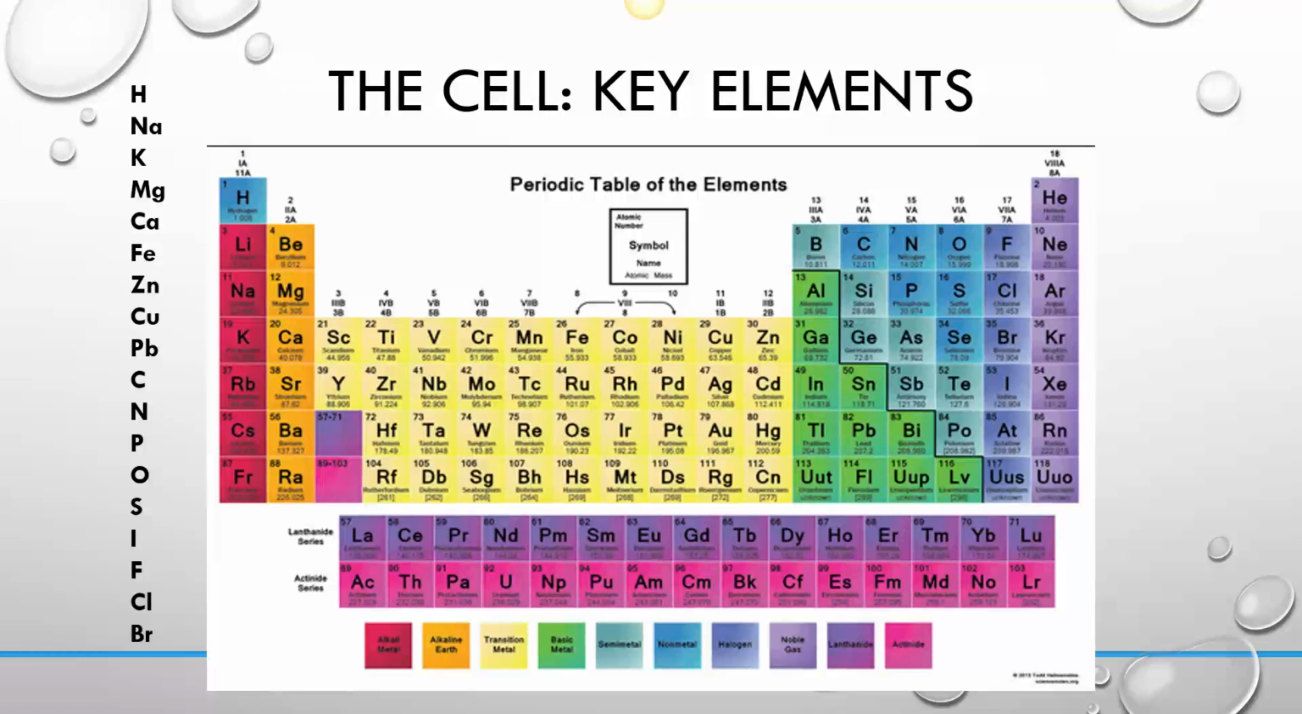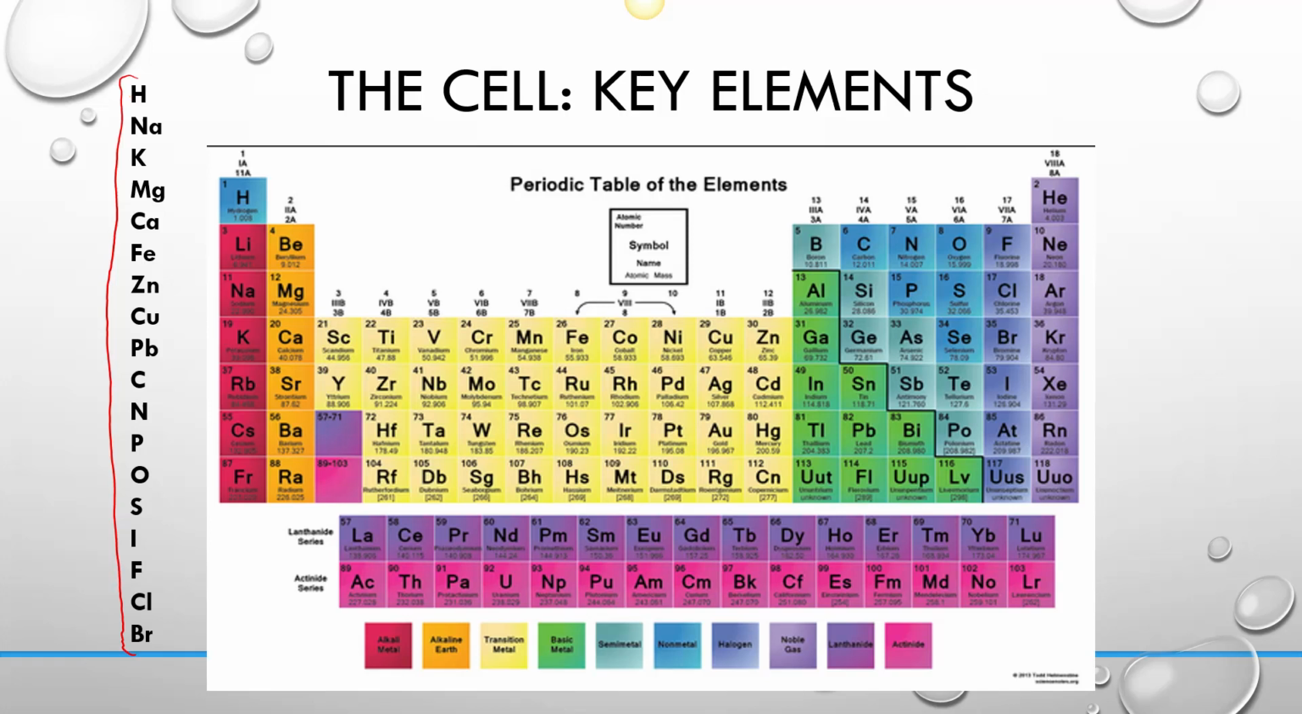So that cytosol is made up of a whole bunch of key elements. And here's a periodic table of elements. If you've never taken a chemistry class before, this may be unfamiliar to you, but all of these elements here on this left-hand side are absolutely essential in the human body. And we use these for all sorts of different things.